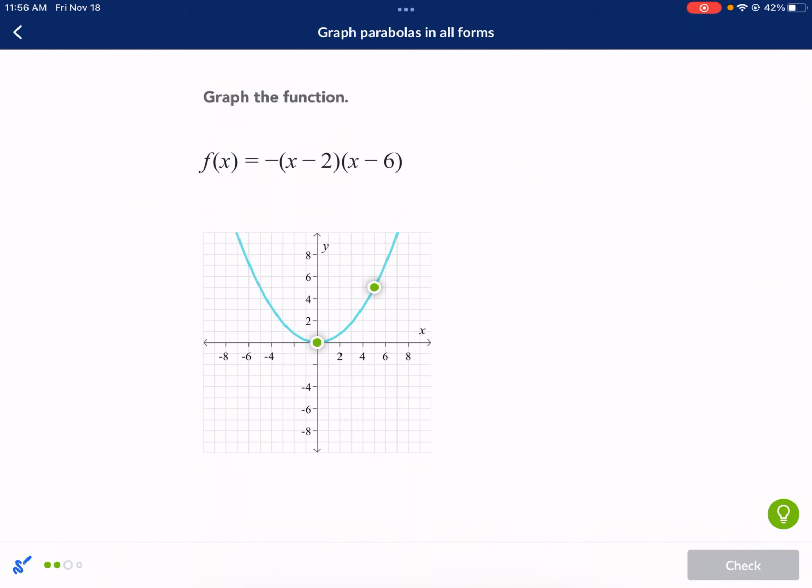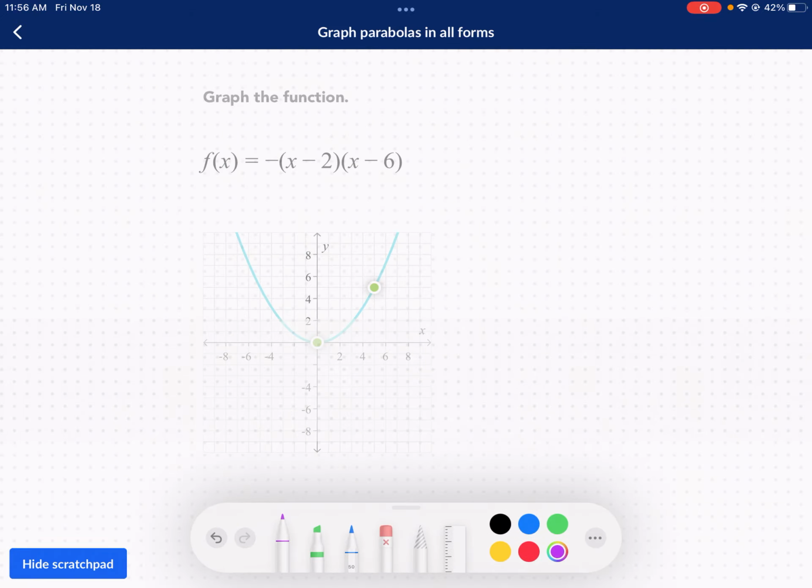All right, this one is in intercept form, aka factored form. This one's useful because it gives me my x-intercepts. Here are my x-intercepts. They're in the parentheses. Whatever makes these parentheses equal 0.